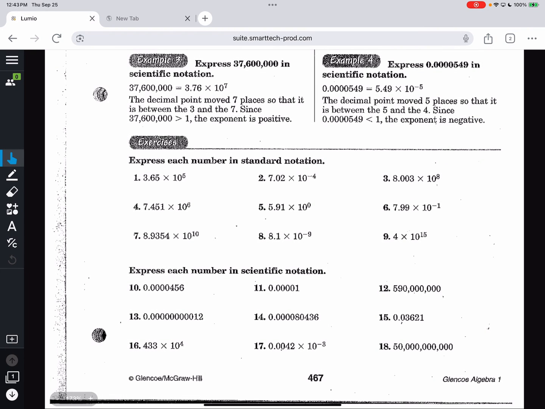We have been working with multiplying and dividing with exponents. So when you multiply, what do you do with your exponents? You add them. And if you're dividing, what do you do? Subtract. All right. Now, we're going to look today at scientific notation and standard form.